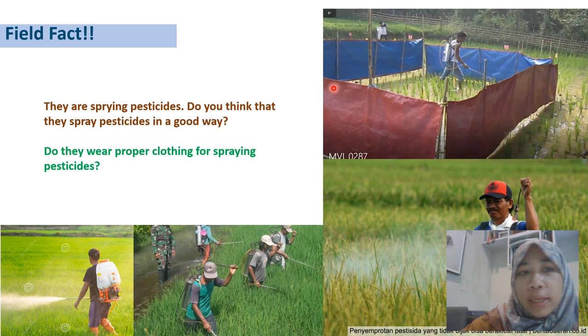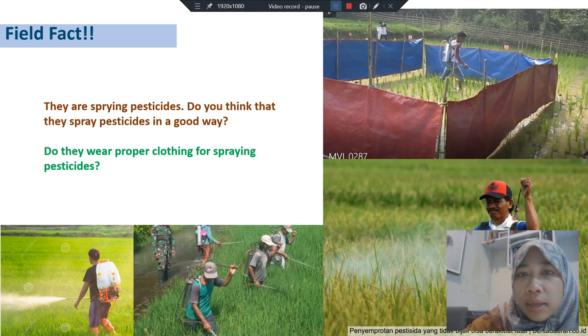They are spraying pesticide. Do you think that all of these farmers in these pictures spray the pesticide in a good way? Do they use proper clothing? Do they use the right clothing? If we don't use the right, proper clothing, we can be exposed to the synthetic pesticide.